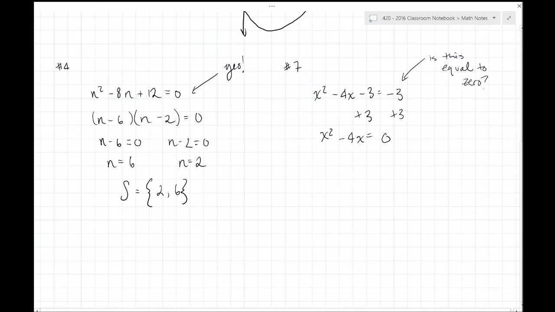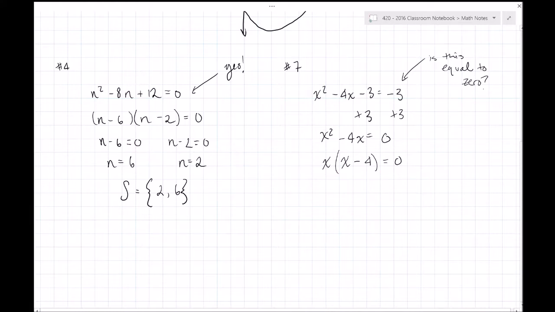This is the point where some students might be confused. How do I solve this now? But remember, we can also factor out the greatest common factor from the terms. So in this case, the greatest common factor of x squared and -4x is x. So I pull an x out, and I am left with x times (x minus 4) equal to 0.